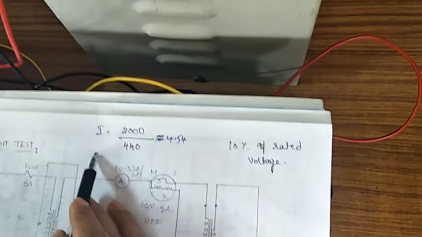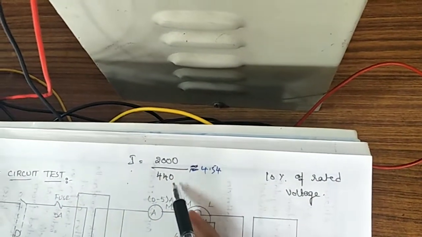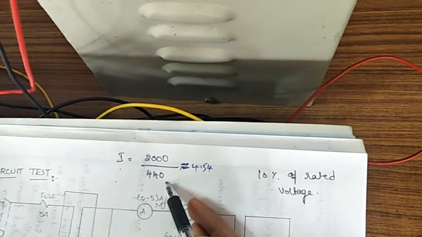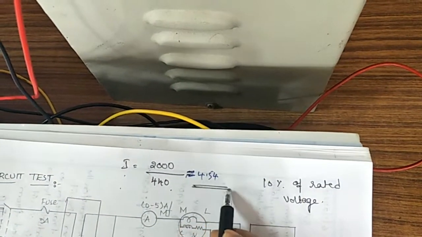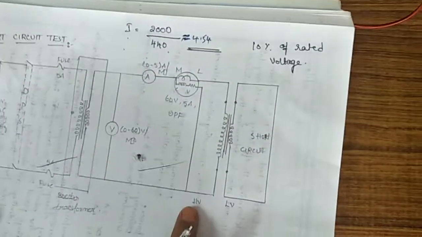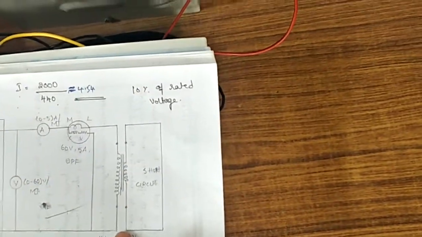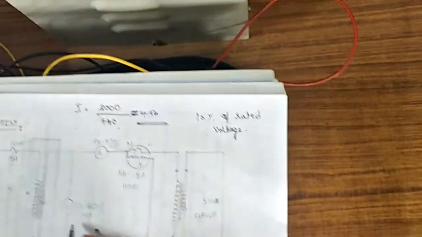So to calculate the rated current, in case of short circuit test, we are applying the rated current. The current is nothing but capacity by voltage, so 2000 by 440, which is 4.54. This current has to be applied using the booster transformer onto the HV side, whereas the low voltage side is short circuited.